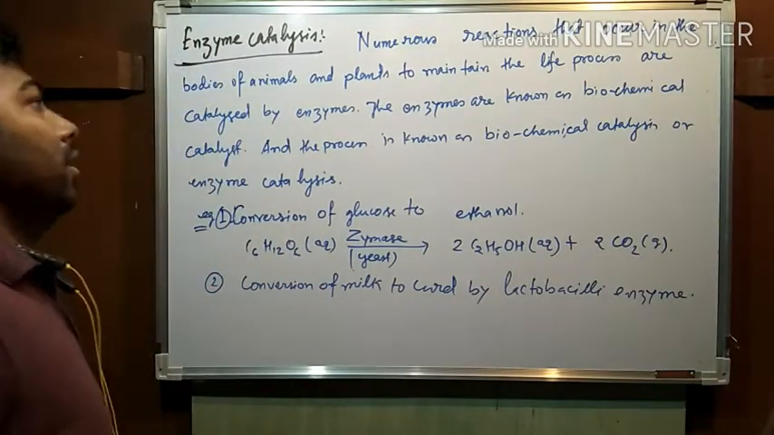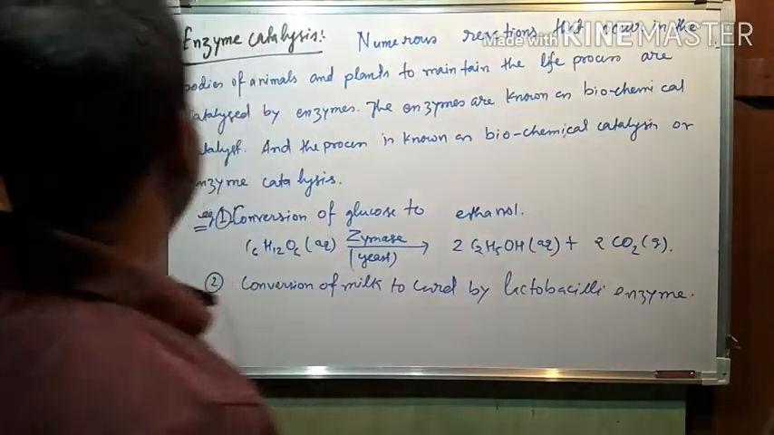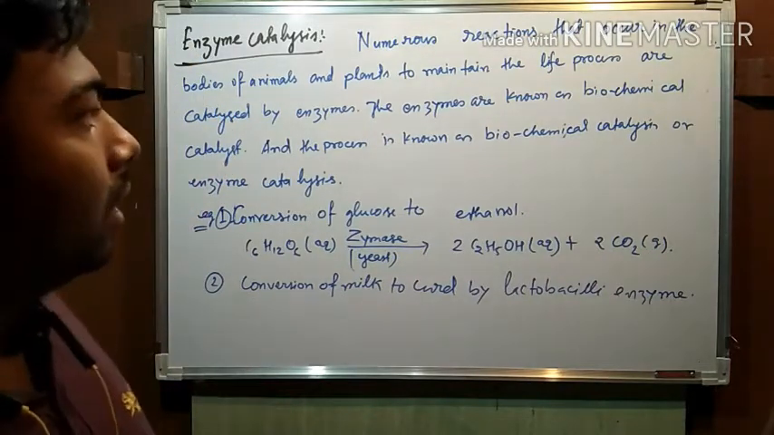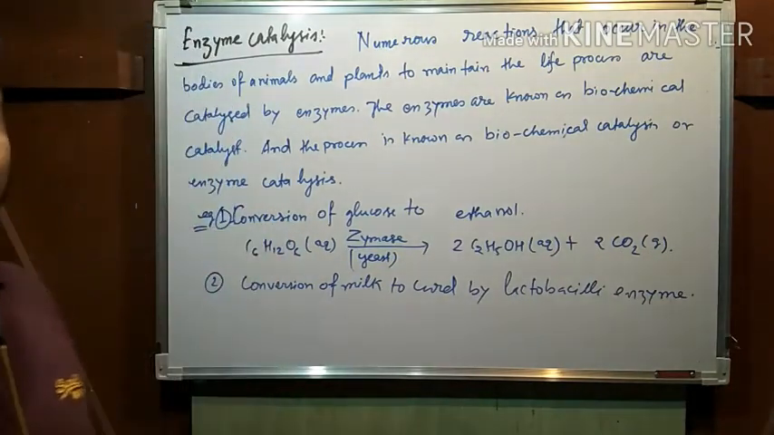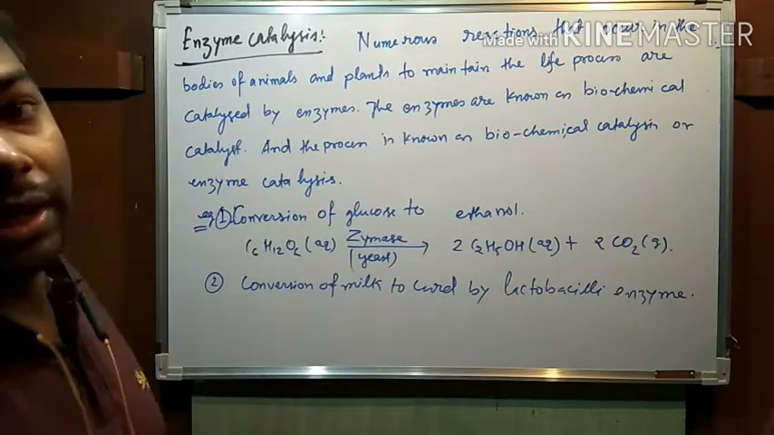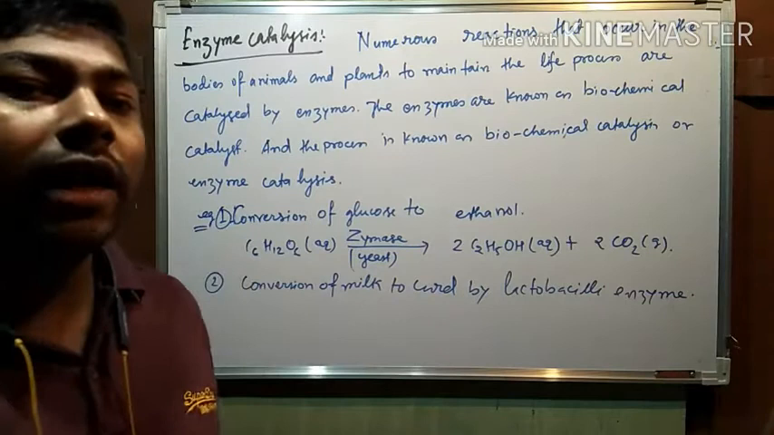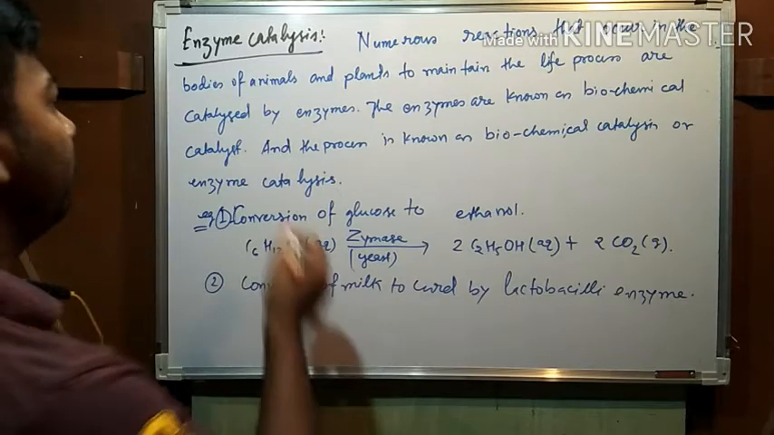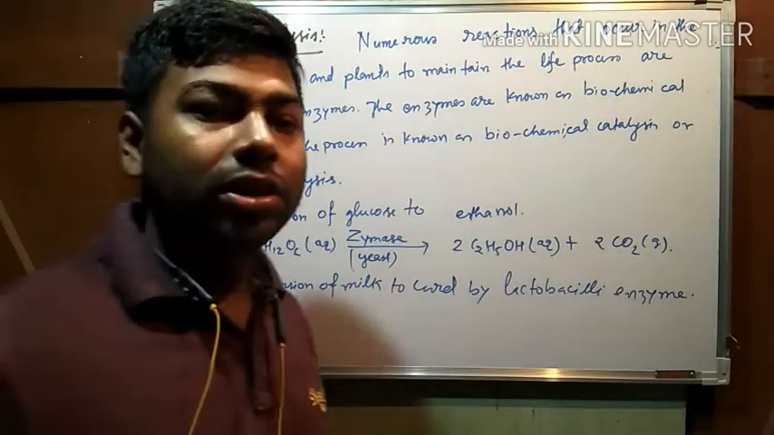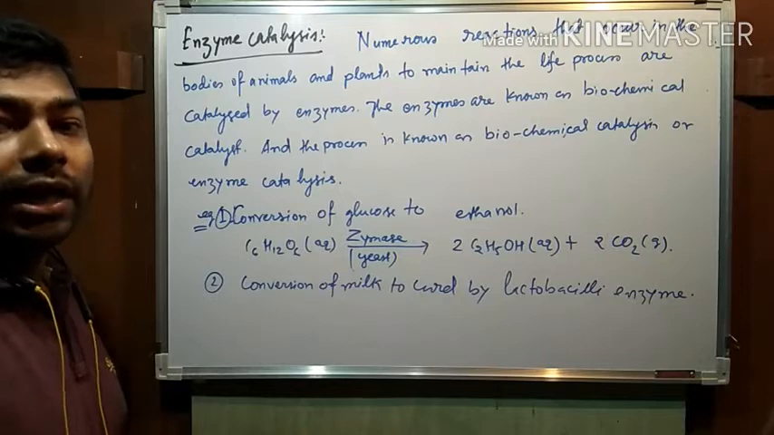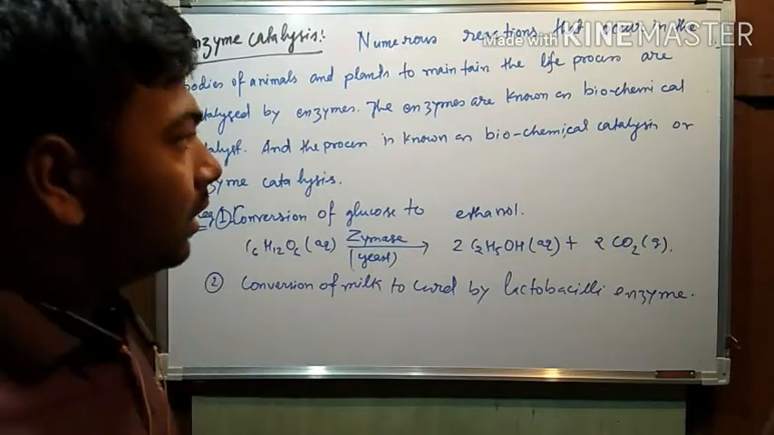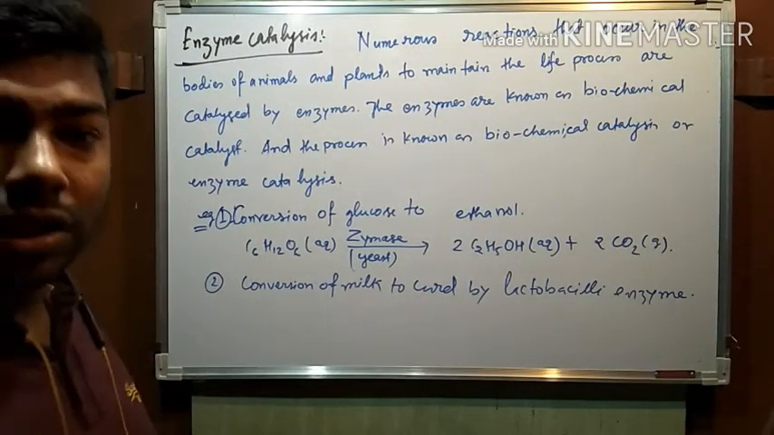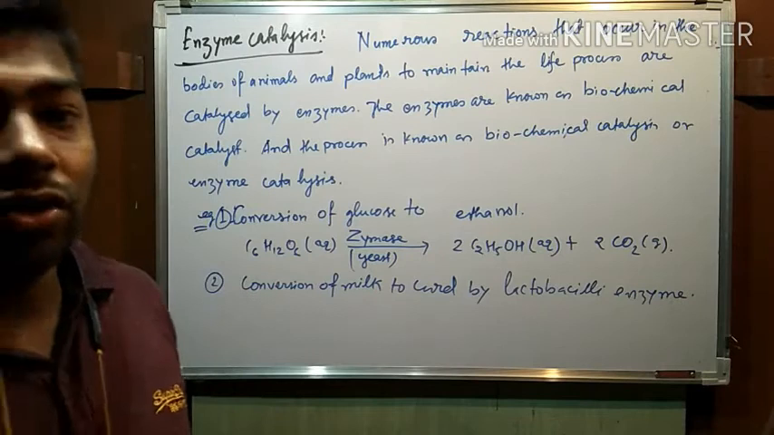Numerous reactions that occur in the bodies of animals and plants to maintain our life process are catalyzed by enzymes. That means with the help of different kinds of enzymes, we are having different kinds of reactions, and these reactions are known as enzyme catalysis reactions. Remember, enzyme is known as a biochemical catalyst. That's why the reaction is known as biochemical catalysis or enzyme catalysis.